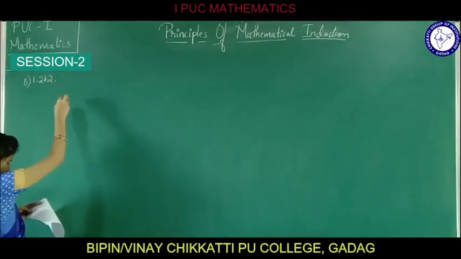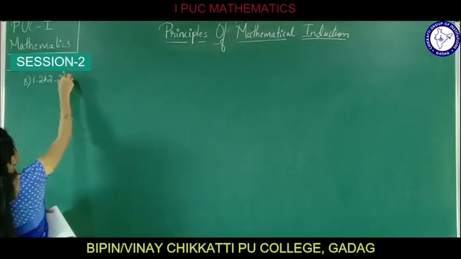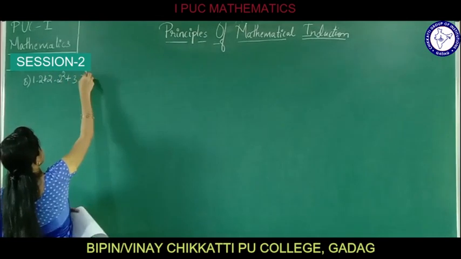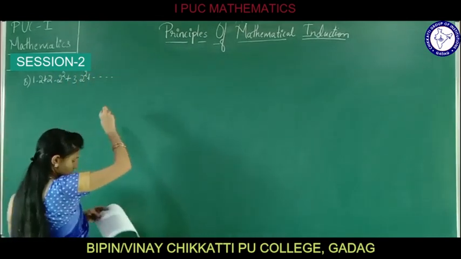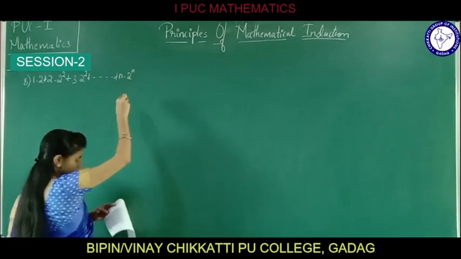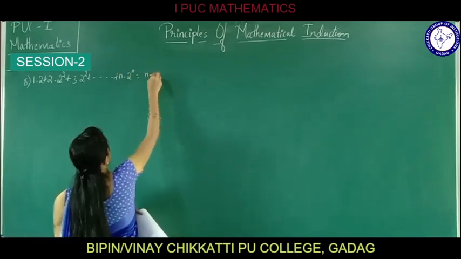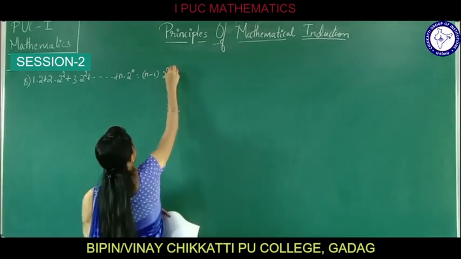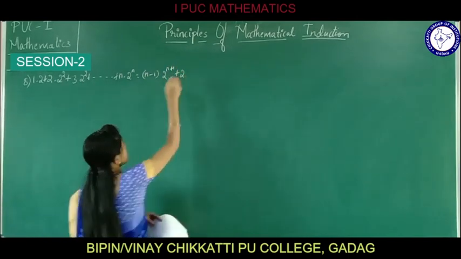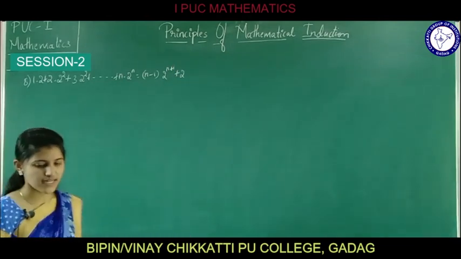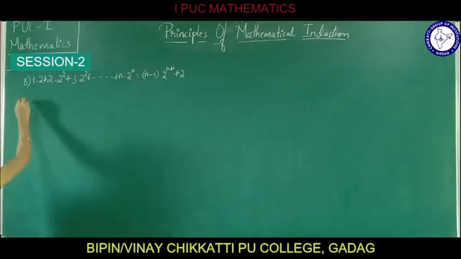So let us move to the next problem, the 8th one: 1 into 2 plus 2 into 2 square plus 3 into 2 square plus so on up to n into 2 raised to n is equal to n minus 1 into 2 raised to n plus 1 plus 2. Now let us solve it.